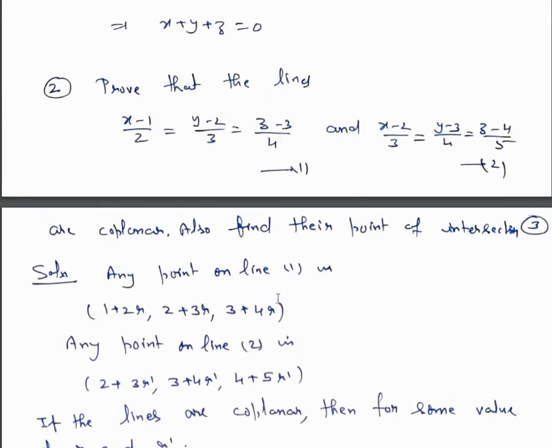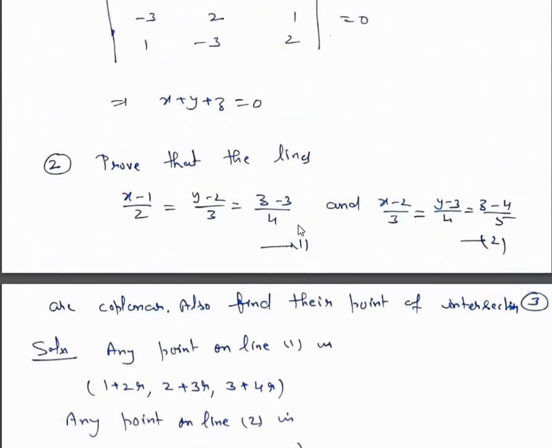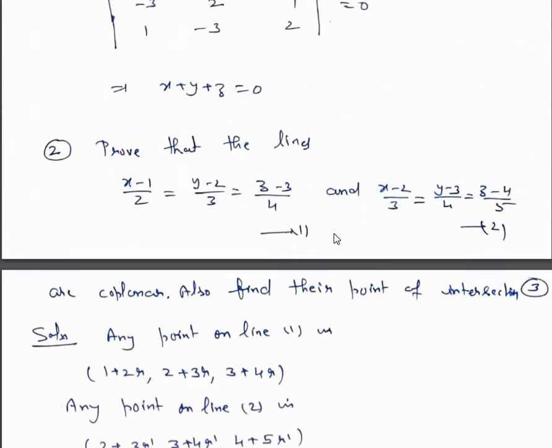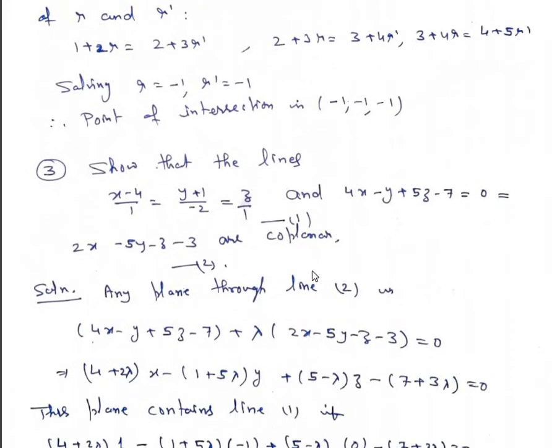Now in the two examples which we have discussed just now, the equations of both the lines are in symmetrical form. Now suppose one line is in symmetrical form and the other line is in unsymmetrical form. Then how do we do the problem? So show that the lines (x minus 4)/1 = (y plus 1)/(minus 2) = z/1, and 4x minus y minus 5 = 0 ... 2x minus y, 5y minus z minus 3 are coplanar.